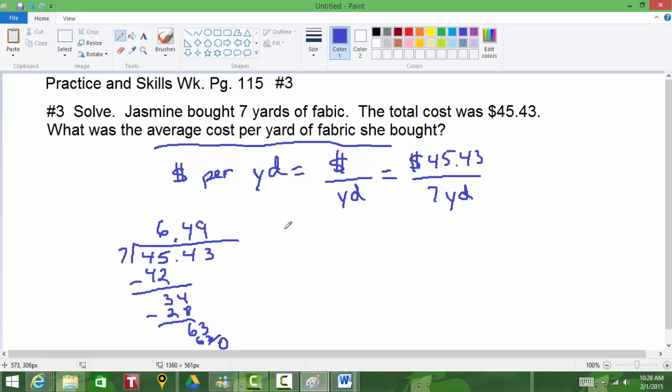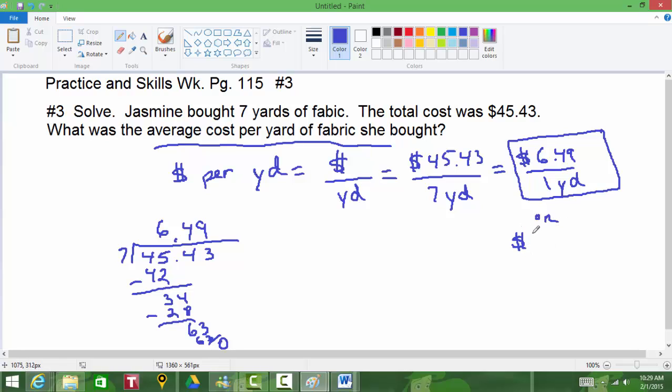Alright, so we're looking at our number $6.49. Write down $6.49 over 1 yard. And the question says, what was the average cost per yard of fabric she bought? So we could write it like this with the $6.49 over 1 yard, or you can also write it as $6.49 per yard. So either one's okay and either one will work on this particular problem.